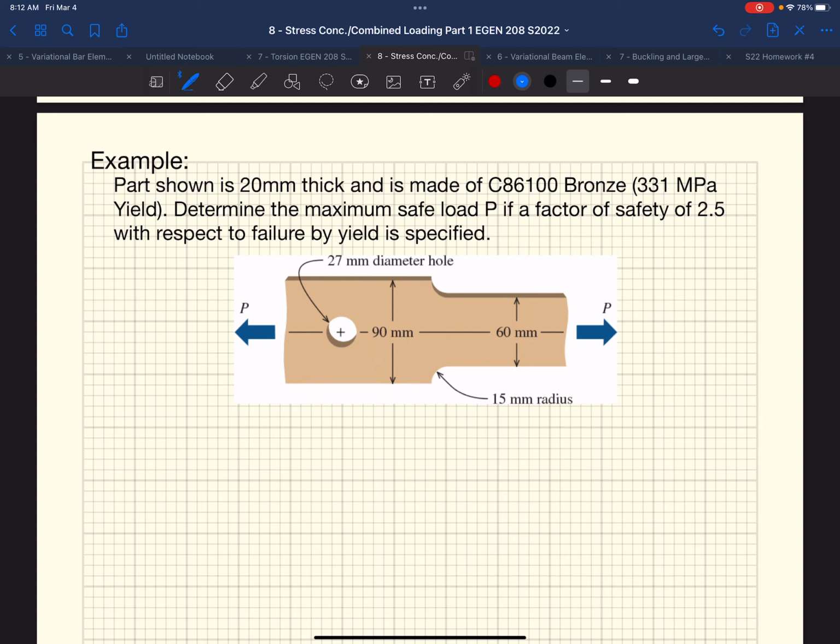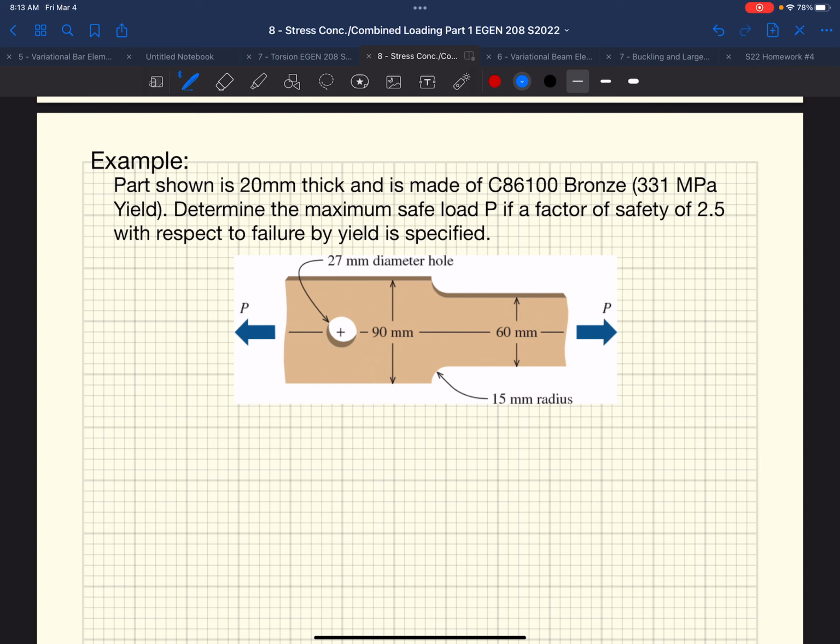So in this case, we had a steel plate. It's under a tension load, right? For some design reason, maybe we're trying to pull some load out at this hole here, right? Maybe we're trying to squeeze through something, so we're going to reduce the area, or we don't want to use that much plate material. It's expensive, okay? So in this case, our part is 20 millimeters thick. It's made out of bronze, okay? They give us the yield stress of that bronze is 331 megapascals. And they want us to determine what's the maximum safe load P if we have a factor of safety of 2.5 with respect to the failure by yield of this plate, okay?